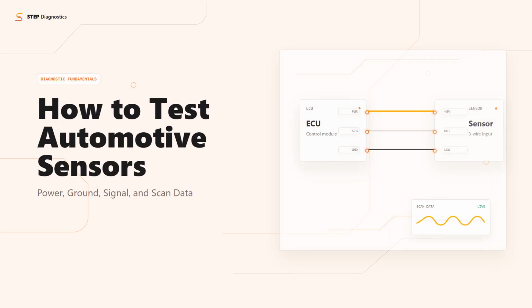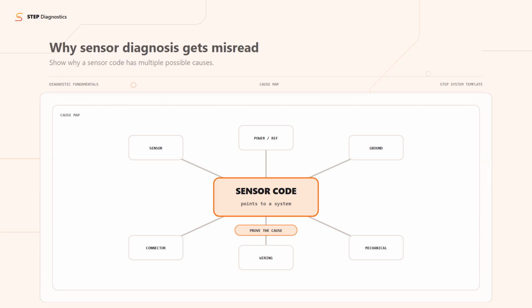How to test automotive sensors: power, ground, signal, and scan data. This lesson shows how to approach sensor diagnosis. Sensor diagnosis fails when power, ground, signal, and scan data are tested as separate guesses instead of one system.